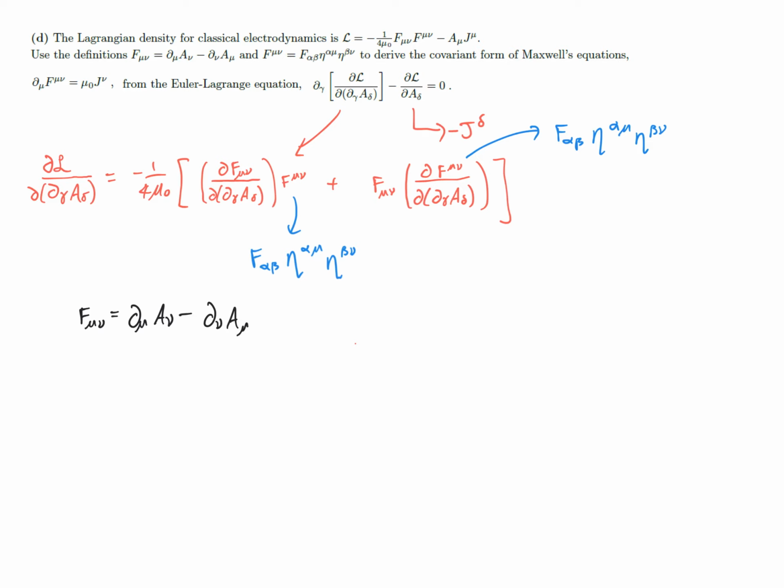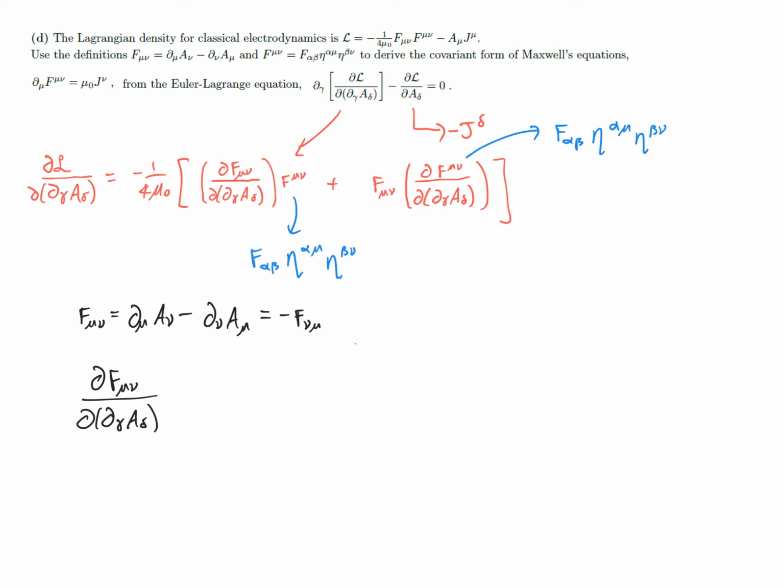Note that it's anti-symmetric. That means that if I swap the indices, I just get a minus sign. So what I want to compute is a specific derivative: the derivative with respect to the derivative with respect to gamma of A delta.